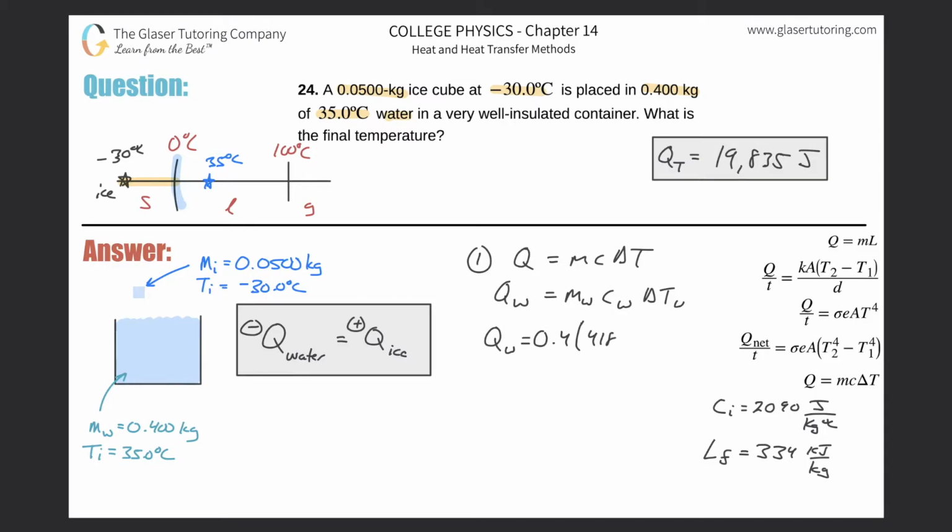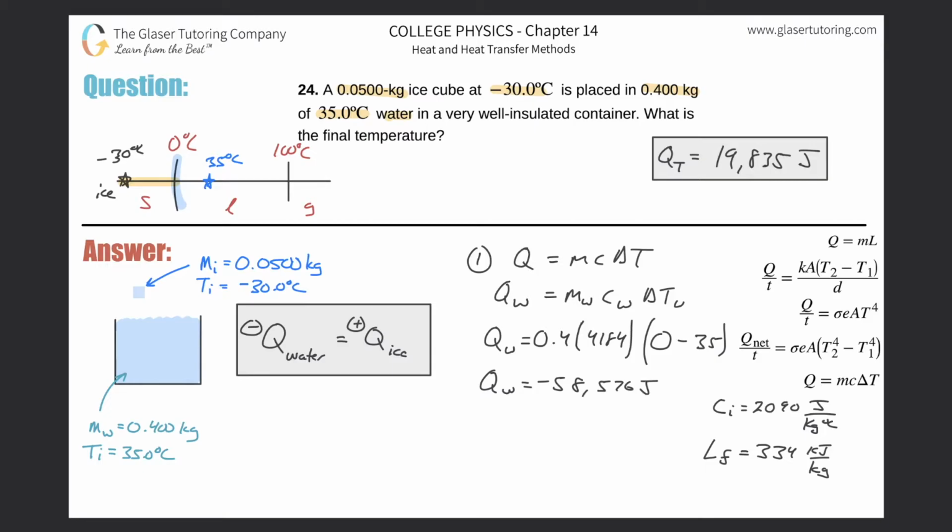Specific heat of water is 4184 or 4186. Some of the values are slightly different because it changes with temperature, actually. And then the change in temperature of that water, we're starting at 35. Excuse me, it's final minus initial. We're ending at 0 and we're starting at 35. So it's going to be negative, and that should make sense because it's losing heat energy. So 0.4 times 4184 times negative 35 gives negative 58,576.